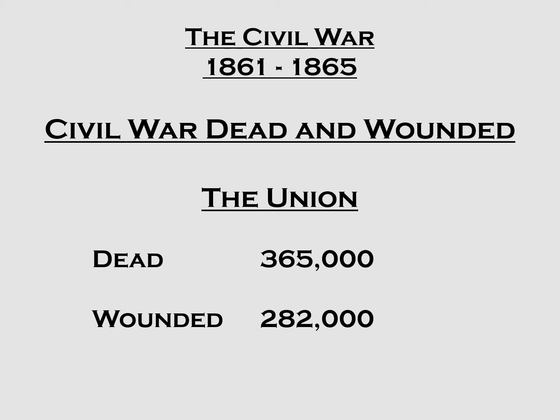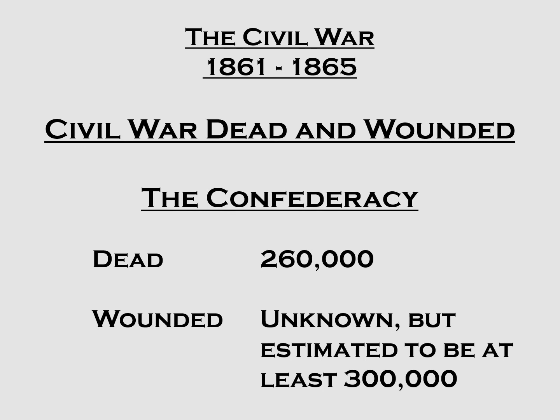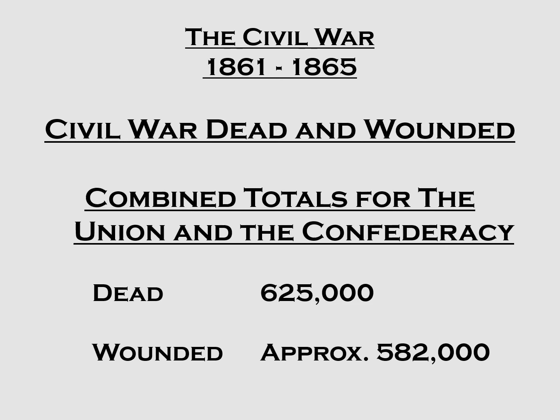And you can see the numbers here. For the Union, the North, the dead was 365,000, the wounded a little over 280,000. For the Confederacy, a death toll of 260,000 and an unknown number of wounded, but estimated to be at least 300,000. The combined totals for both the Union and the Confederacy were a death toll of at least 625,000 and wounded approaching 600,000.